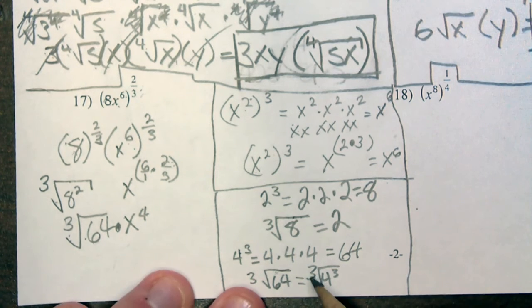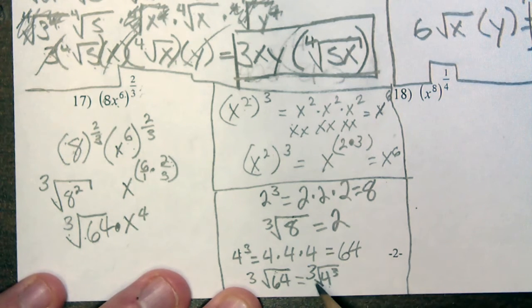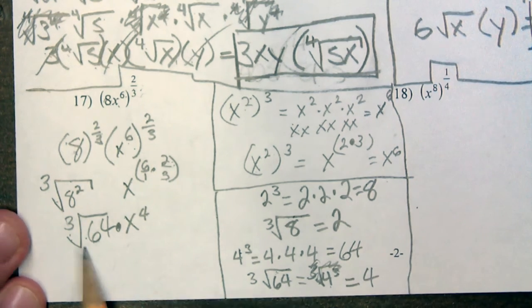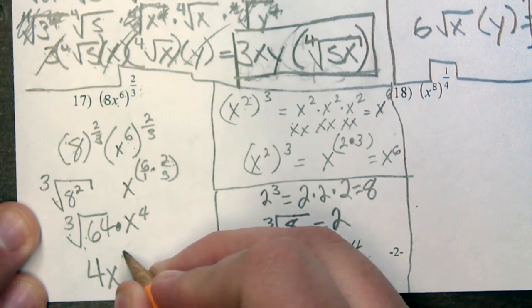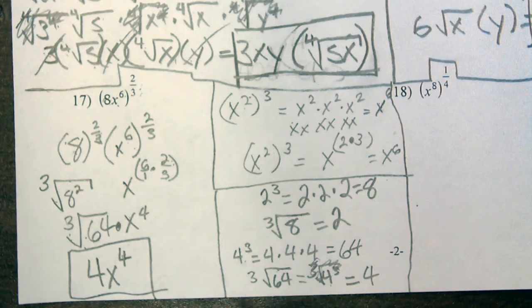And remember, I said that the root and the power undo each other, right? So since 4 is raised to the 3rd power, and we're taking the 3rd root of it, or cube root, then they undo each other, and I'm just left with the base, which is 4. So this whole term reduces down to 4 times x to the 4th power. And that is the simplified answer.